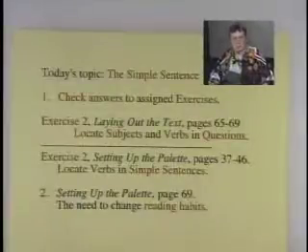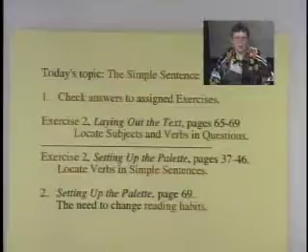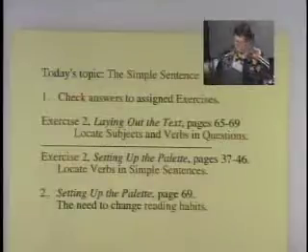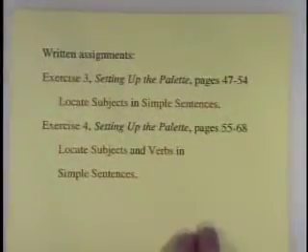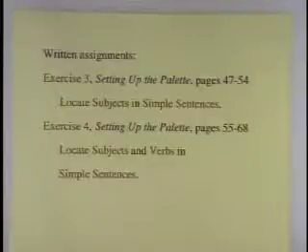I'm going to stop you after that point to say something about changing your reading habits. And there is a page of instructions that we'll look at in the Setting Up the Palette book on page 69. And I'm going to give you 2 written assignments to do before our next lecture. That will complete the work we have to do on the simple sentence. Exercise 3 in Setting Up the Palette will go from pages 47 to 54, and that will give you practice in locating subjects in simple sentences. And then exercise 4 in the same book on pages 55 to 68 will give you extra practice in locating subjects and verbs in simple sentences.